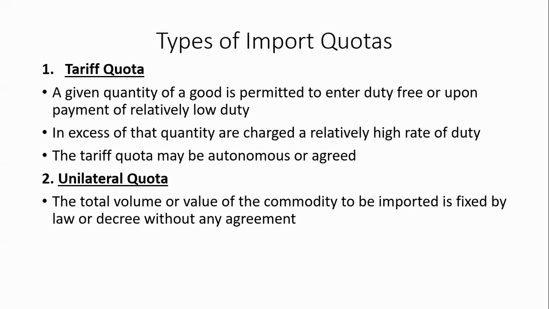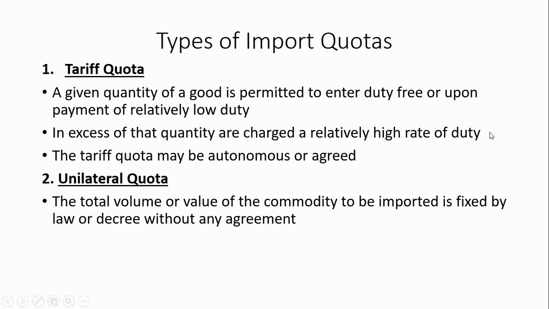Now let us see the second type, that is the unilateral quota. Under this system of quota, the total volume or value of the commodity to be imported is fixed by the law of the government. Here, there is no scope for any agreement with other countries. This autonomously fixed quota may be either global or allocated. Global means the full amount of the quota is allowed to be imported from only one country. Under the allocated system, the total quantity of the quota which is to be imported is distributed among the countries.